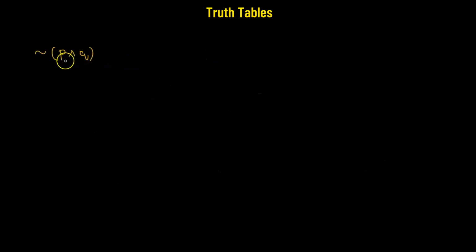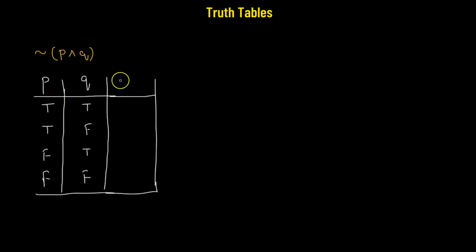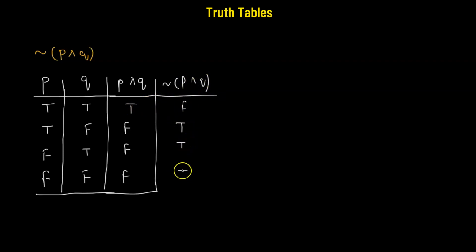Next, we have the conjunction P and Q, and we have to negate it and construct a truth table for this statement. So we have P, Q. P and Q is only going to be true when both of them are true, else it will be false. Then we negate the statement by flipping the values. So we have false, true, true, true. So this is the truth table for negation of P and Q.